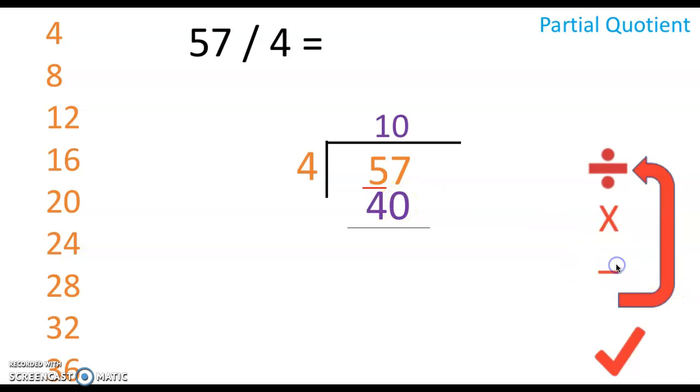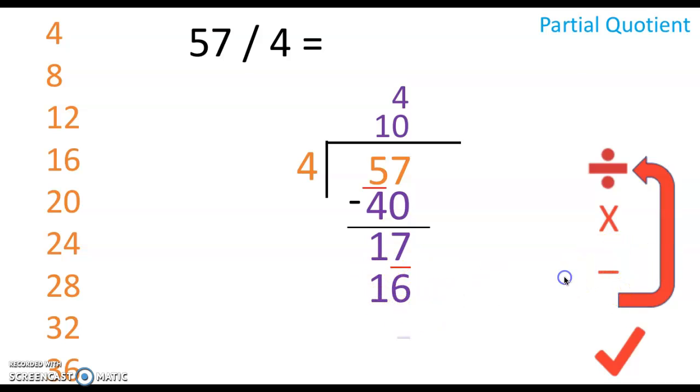Then let's subtract. 57 minus 40 is 17. We're going to repeat the same process with our next place value. Now we're in the ones place, but we have to use those leftover tens. So what's the closest we can get to 17 without going over? Yes, that would be 16. I got that by multiplying 4 times 4, which gave me 16.